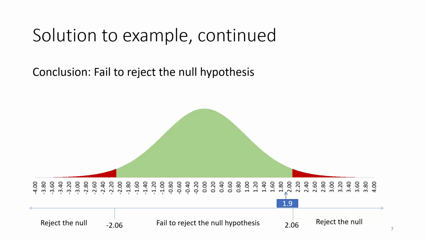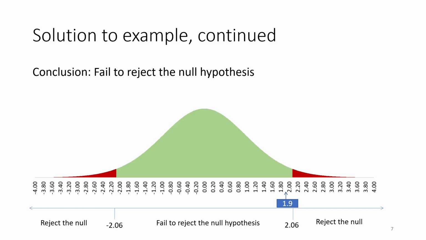So our rejection region is in red and our fail to reject region is in green. Now the calculated value that we did for this statistic is 1.9. That is within the bounds plus or minus 2.06, so we fail to reject.